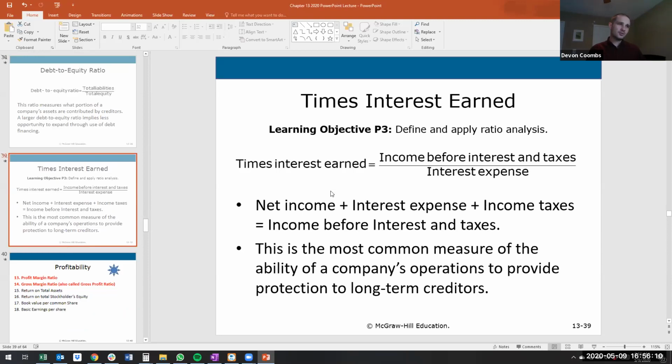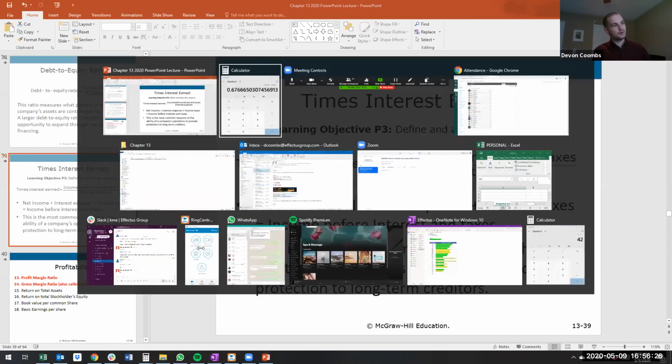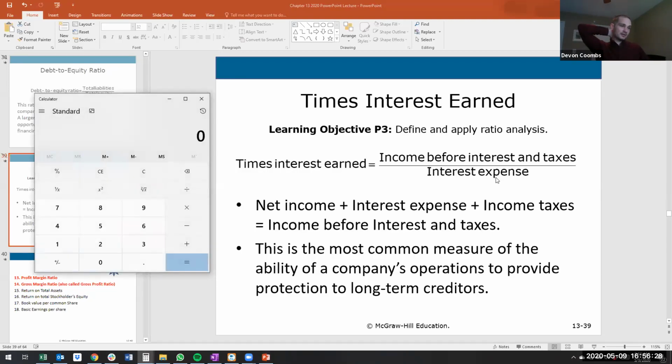And then times interest earned. This is going to tell us how much income we have before interest and taxes over interest expense. And this is where, from a personal finance perspective, right, if you're spending more on interest than you make, then you're in trouble, right? And same thing with companies. So we're going to take income before interest and taxes. We take the net income plus interest expense plus income taxes, which equals income before interest and taxes.